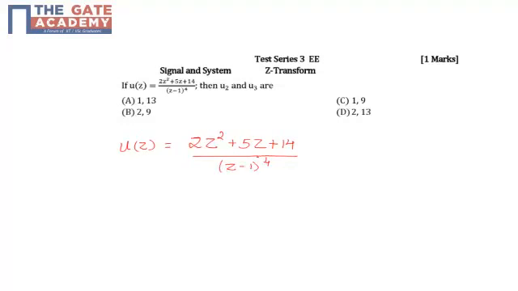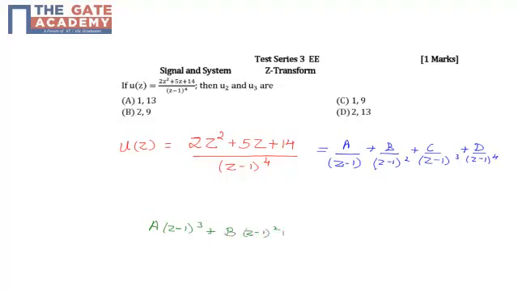So this is nothing but, in terms of representation, I can write it as a divided by (z - 1) plus b divided by (z - 1)² plus c divided by (z - 1)³ and plus d divided by (z - 1)⁴. So if we solve this, what we will get is a times (z - 1)³ plus b times (z - 1)² plus c times (z - 1) plus d. I am only writing the numerator.